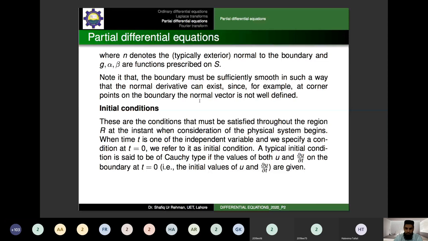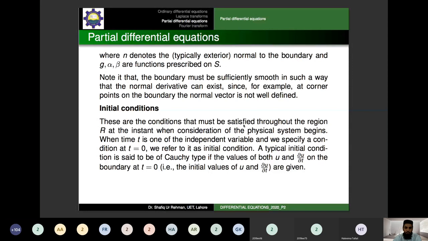What are the initial conditions? So for boundary conditions, there are three different types. Dirichlet, free from derivatives; Neumann, involving derivatives; and mixed or Robin, involving the combination of the first and the second type. First one, free from derivatives, second one, involving derivatives, and the third one is going to be the combination of them. Initial conditions are the conditions that must be satisfied throughout the region R at the instant when consideration of the physical system begins.